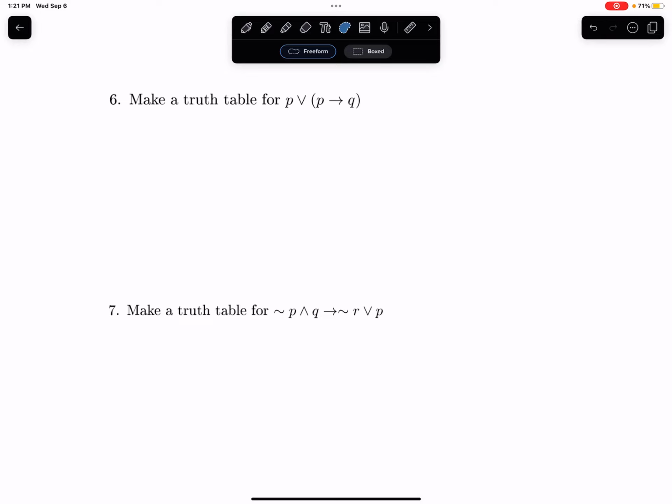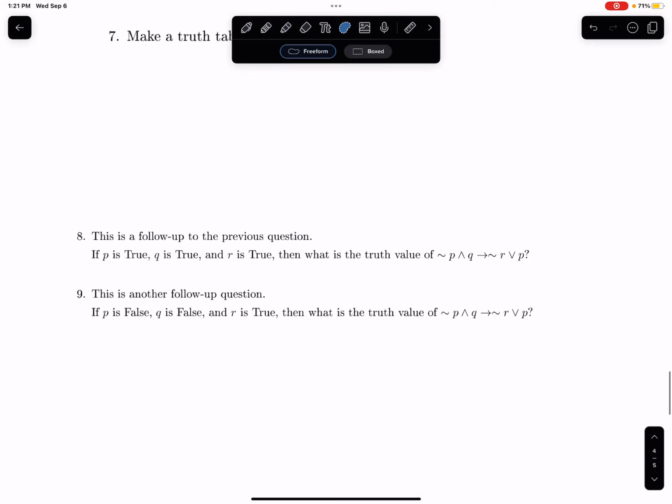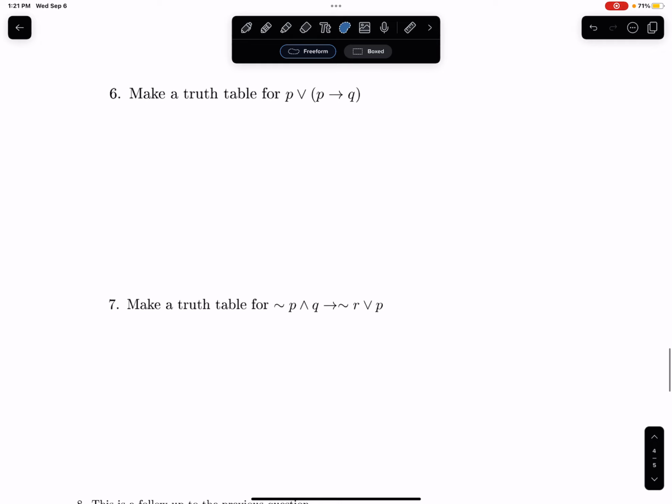All right, guys, here we go. Continuing on number 6, 7, and we're also going to do 8 and 9 right now. I just copied the questions and pasted them here for more space for myself to work with.